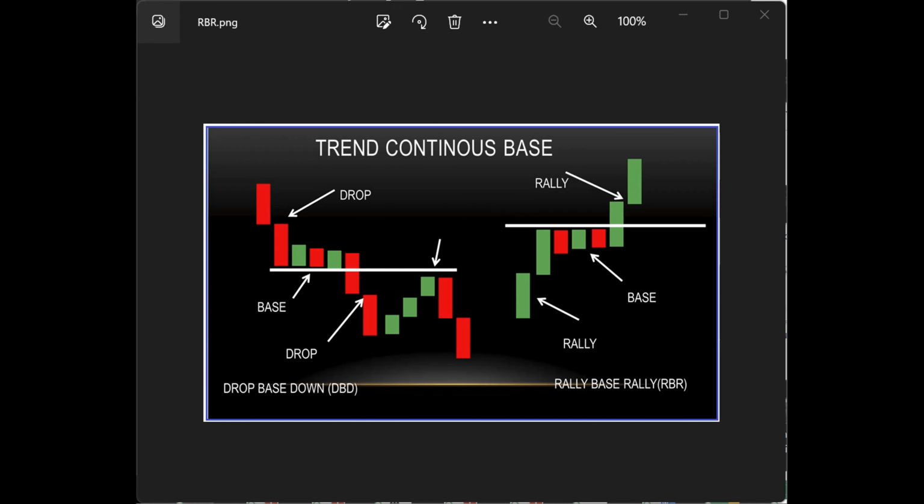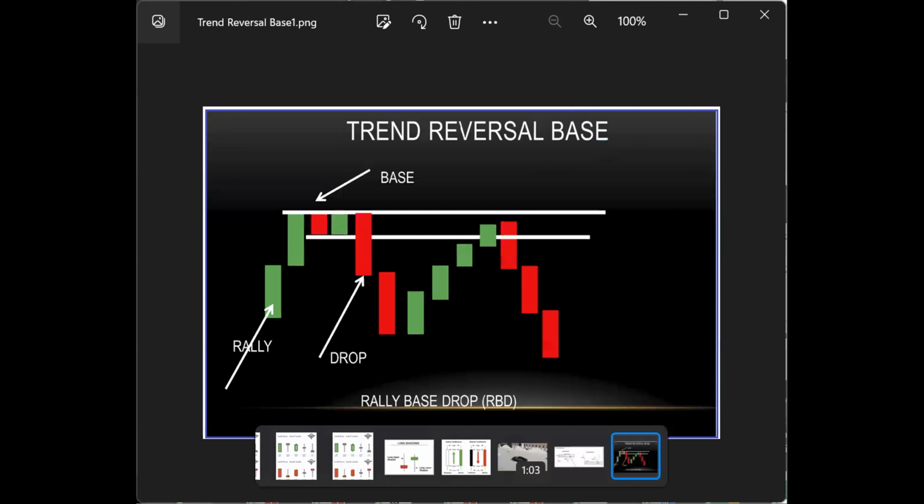And then I think he has one more that shows the... Yeah, let me show this other one. And again, look what it says, trend continuous base. All right, very, very important to realize that drop base drops and rally base rallies, write them down. Drop base drops and rally base rallies are continuation zones.